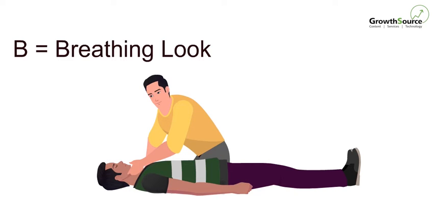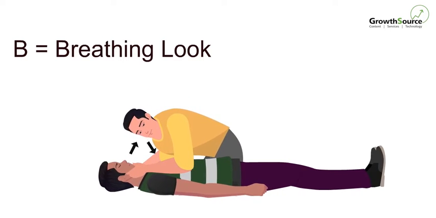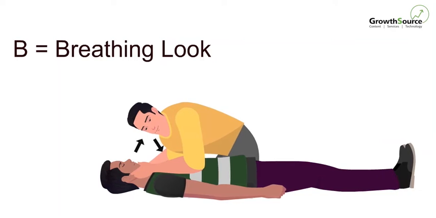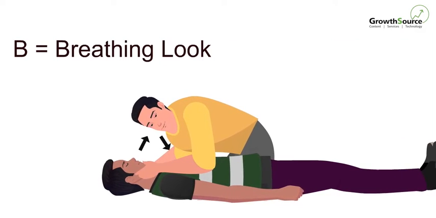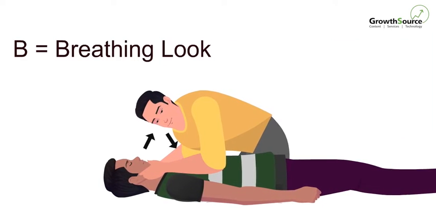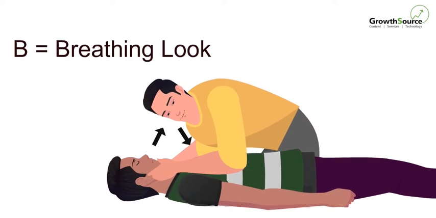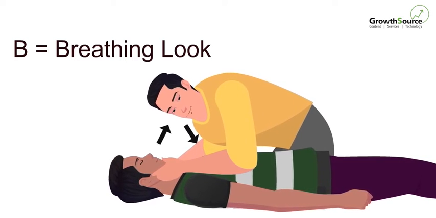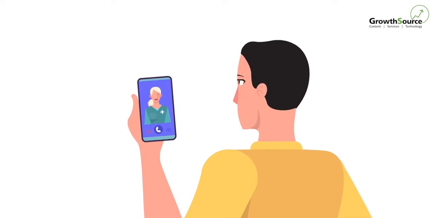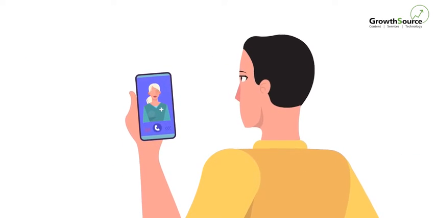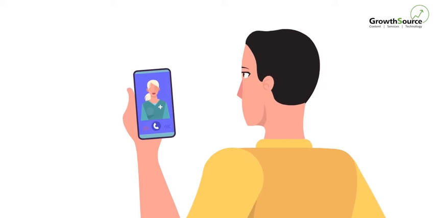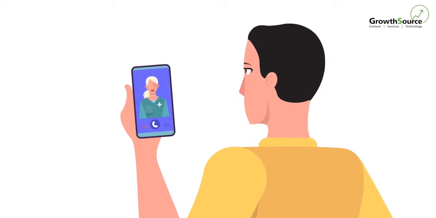B is for breathing. Listen and feel the signs of normal breathing. Do this for no more than 10 seconds. If there is no sign of breathing, or if they are breathing in an unusual, noisy way, we need to start CPR. First, make sure that an ambulance is on its way. If you have someone else with you, then ask them to make the call.